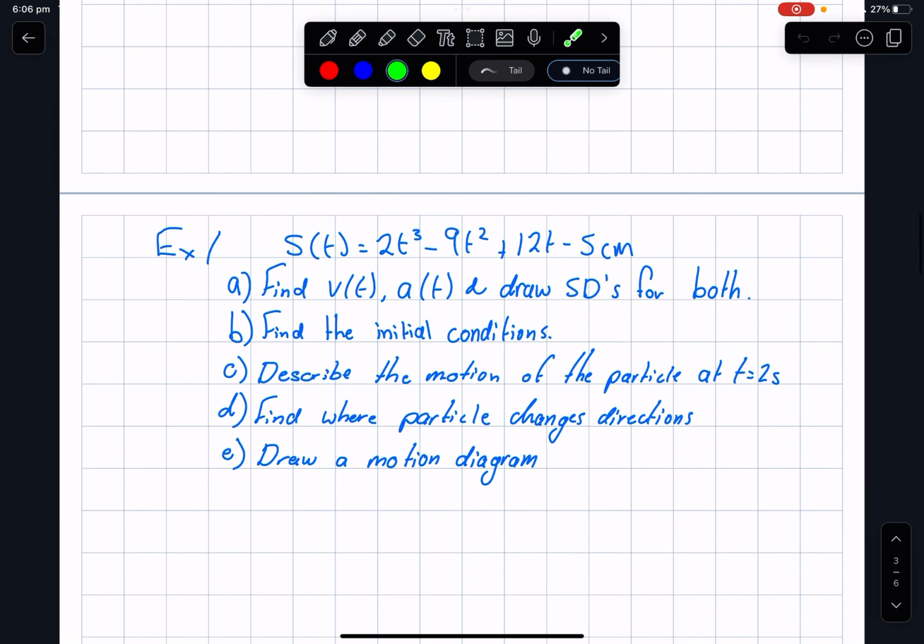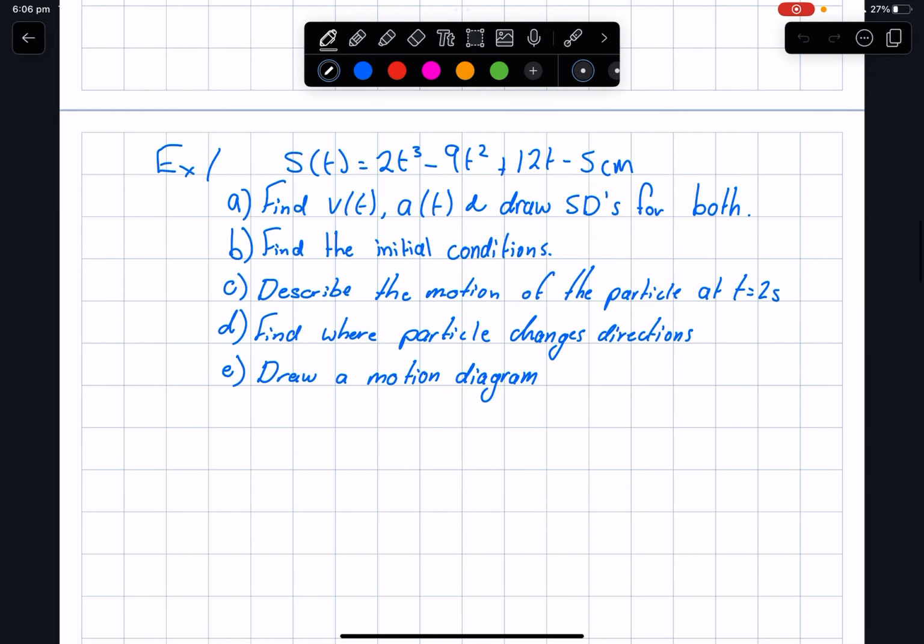So s of t equals 2t cubed minus 9t squared plus 12t minus 5 centimeters. Find v of t, a of t, and draw sign diagrams for both. Now that's a pretty meaty question. So v of t is s prime of t, so f dash of t, which is 6t squared minus 18t plus 12.